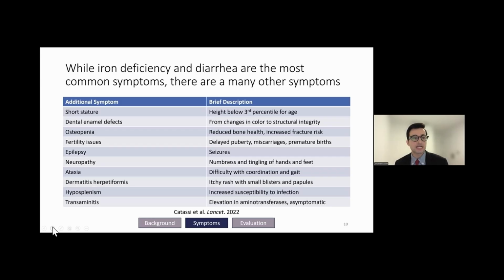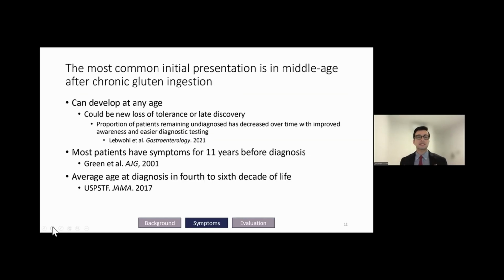There's also what's known as hyposplenism, which is essentially a small spleen, which is something that helps with fighting off infections. So we see in patients with celiac an increased susceptibility to infection. And there's also some transaminitis, which on blood tests is essentially an elevation in some of your liver enzymes, and folks are usually relatively asymptomatic with that. Sometimes, because these symptoms are vague, that may lead to some issues in actually diagnosing the disease.